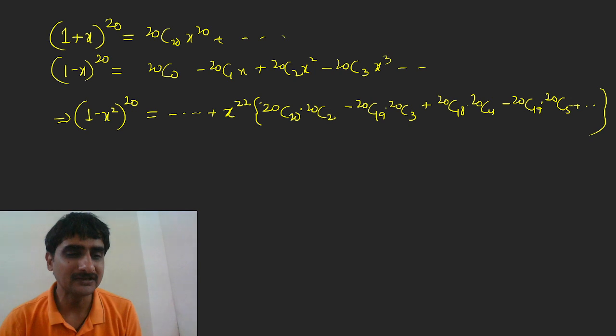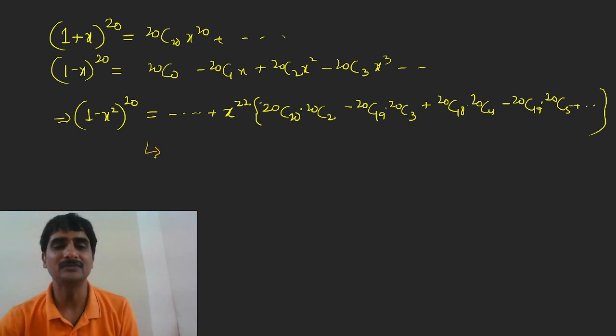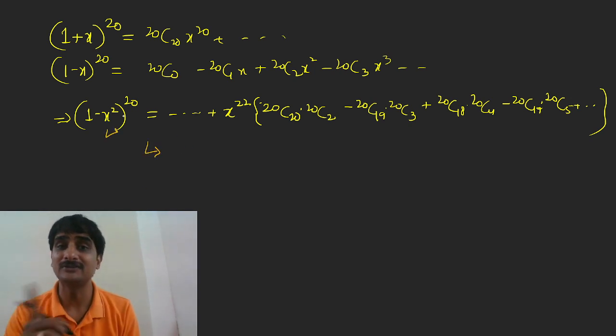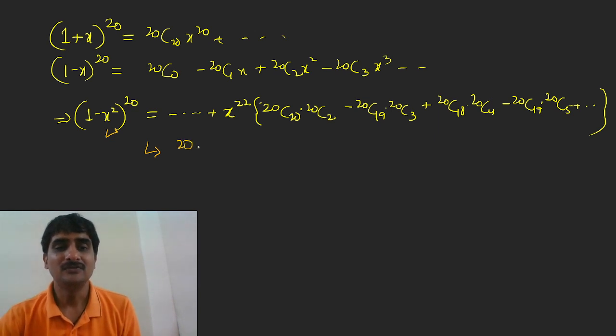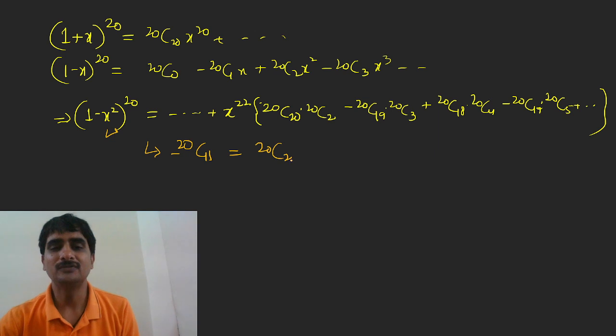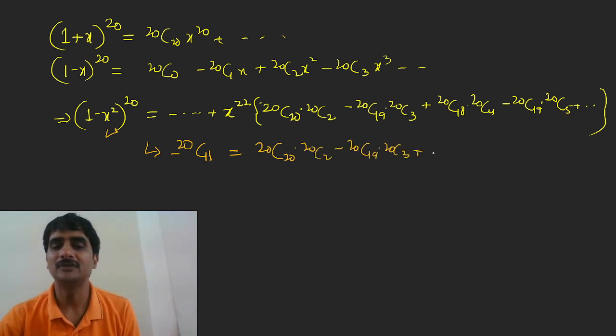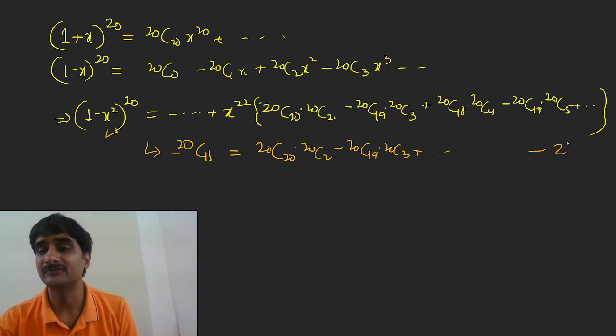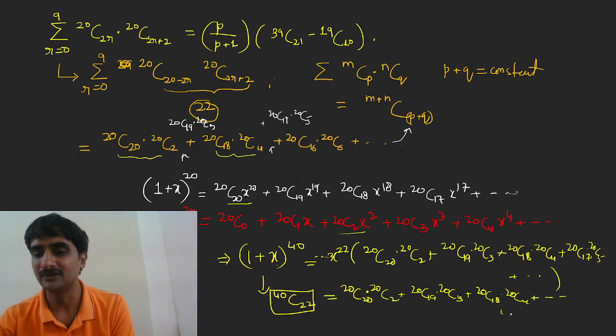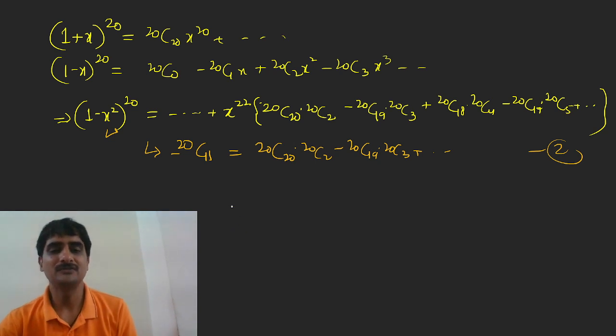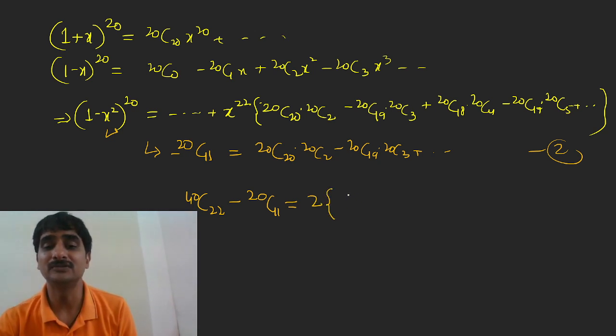Now here again, on comparison, the coefficient of x in the LHS would be 20c11 but with a negative sign, and this is equal to 20c20 into 20c2 minus 20c19 into 20c3 and so on and so on. Just add these two, add the second one and the first one here. So what do you get? 40c22 minus 20c11 is equal to 2 times the even terms. That's our series, what we want.